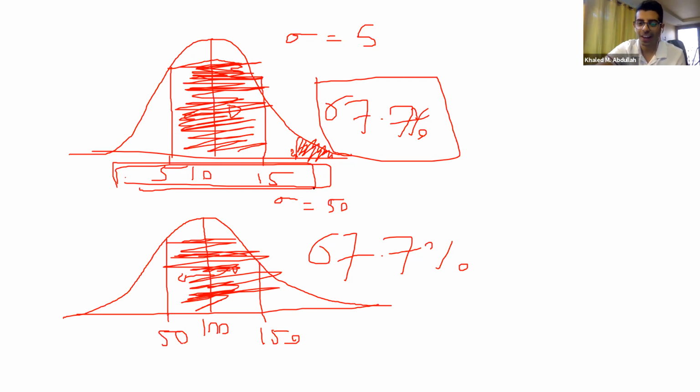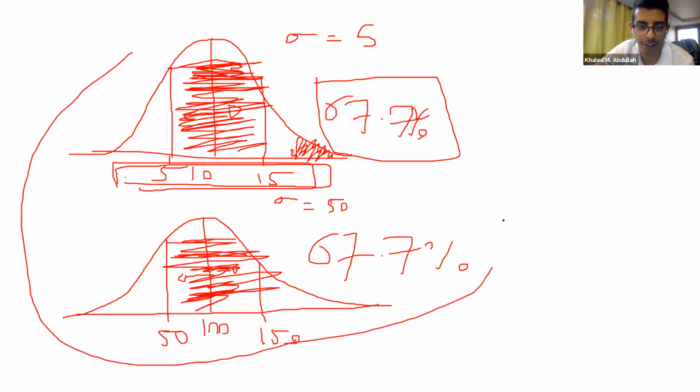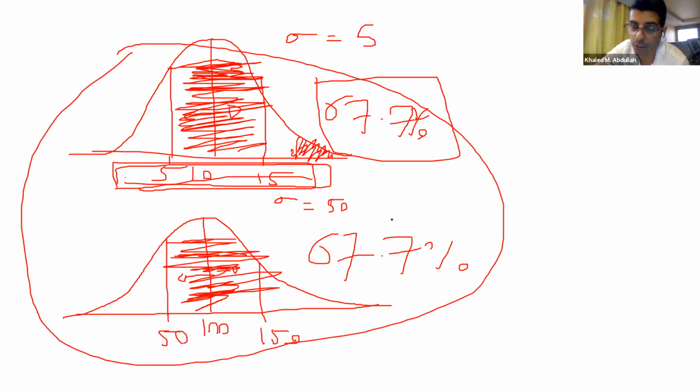Now, how did they do it? I'll reveal everything. But can we all agree on this concept that regardless of what values you have down here, you can always find a percentage? You can always find a percentage as long as you know the mean and the standard deviation. All right, everyone's agreeing with me. All right, so here's what they said.